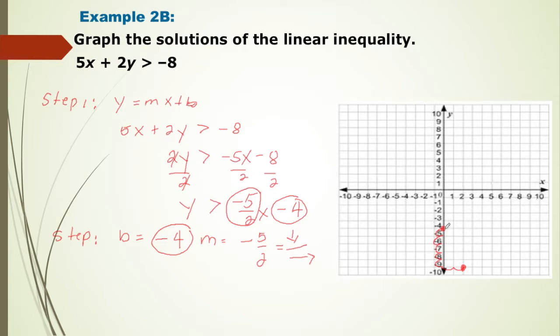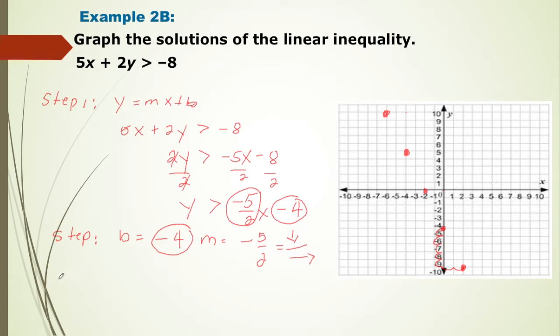So if you want to check, let's go up 5 units. 1, 2, 3, 4, 5, and then 1, 2. So that will be the other point. Then 1, 2, 3, 4, 5, and 1, 2. And that is the other point on the line. Okay? But it's okay if you only connect these 2 points.